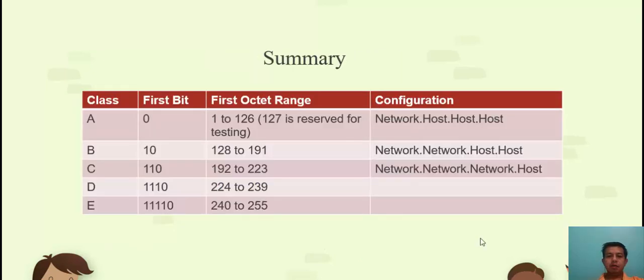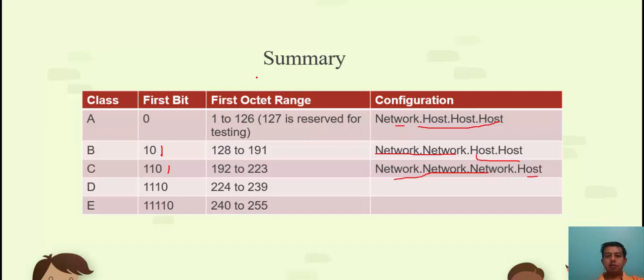And this is the summary. In Class A, the first bit is always fixed to be 0. In Class B, the first 2 bits are 10. In Class C, the first 3 bits are 110. Here, 1 octet is for network, 3 octets for host part. In Class B, 2 octets for network, 2 octets for host. In Class C, 3 octets for network and 1 octet for host.